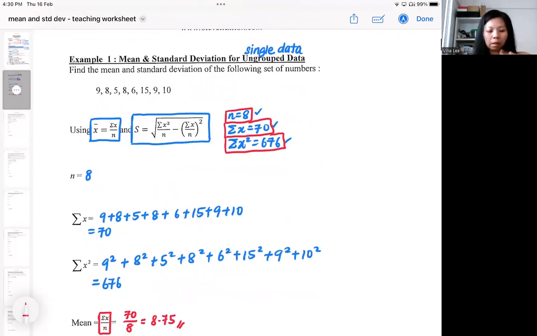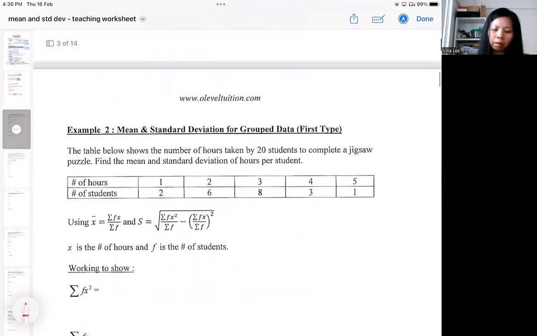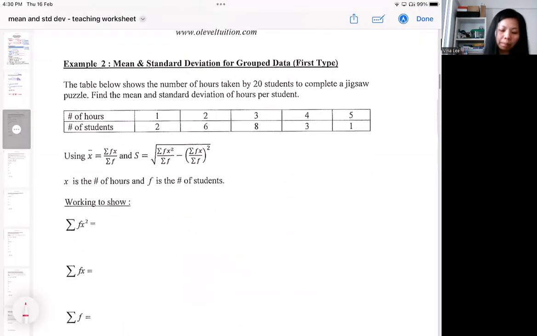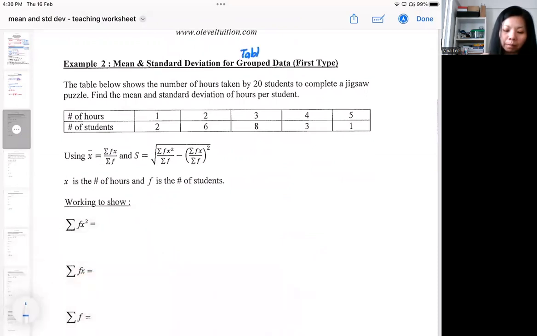So for single data, you need the three items, and then you can plug into the formula for mean and standard deviation. The second example shows group data. Group data are table data. So there are two kinds of table data. Before we do any interpretation, make sure you read the instruction first. In this question, the table shows the numbers of hours taken by 20 students to complete a jigsaw puzzle. So you must have an idea of interpretation first.